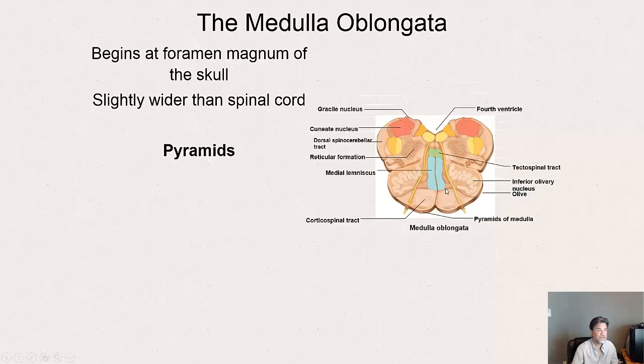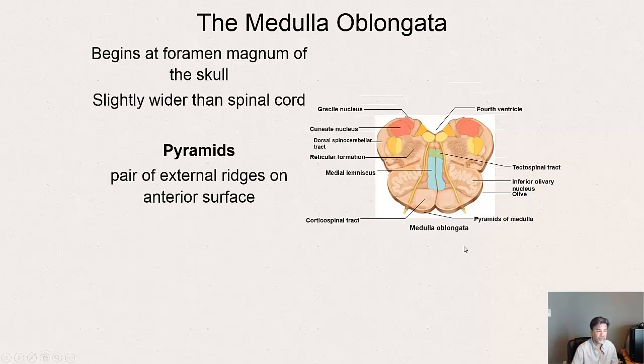The pyramids are found right here, and they're very important because they are where decussation occurs. Remember that term, decussation, is when fibers from this side will cross over into the other side. Remember, the left half of the brain controls the right side of the body, and the right half of the brain controls the left half of the body. And so for motor outputs, if the left side of the brain is sending outputs down, they'll cross over to skeletal muscles. They'll cross over here.